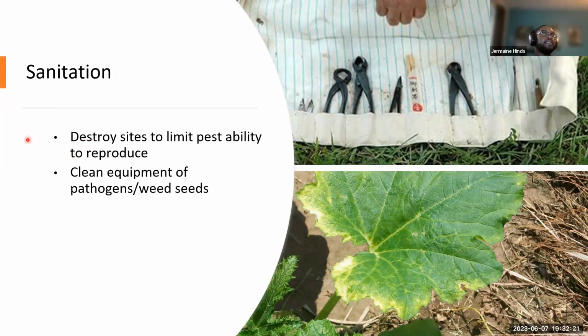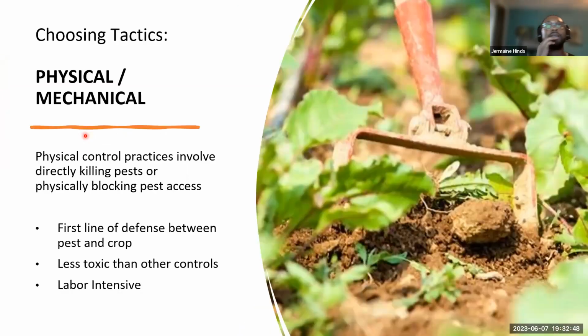Another part of sanitation is destroying sites to limit pest ability to reproduce. When we talked about knowing pest biology, knowing nesting sites, if they like overgrown areas, or areas with lots of crop debris, or junky areas, if you destroy those sites by cleaning them up, pests won't have the ability to come in and establish near your cash crop or your ornamental plants.